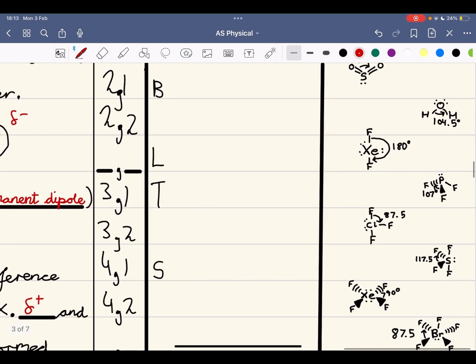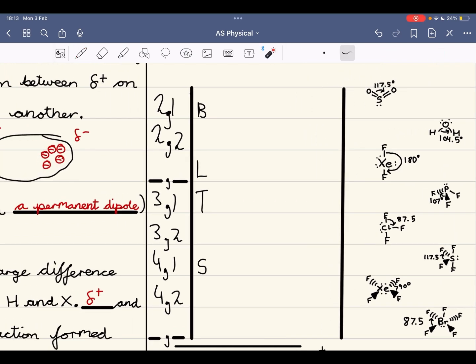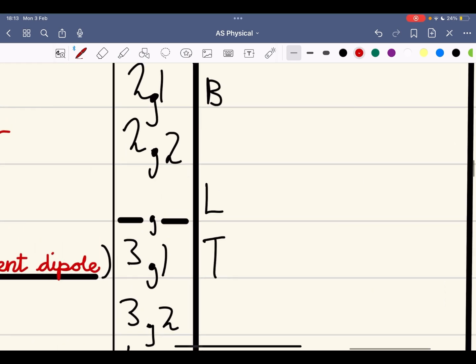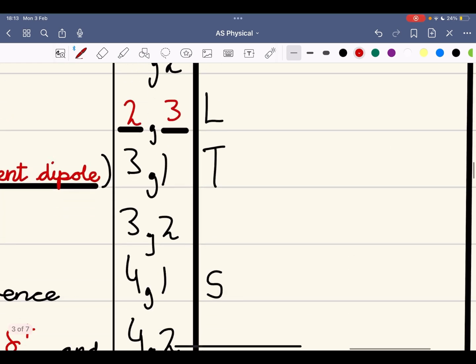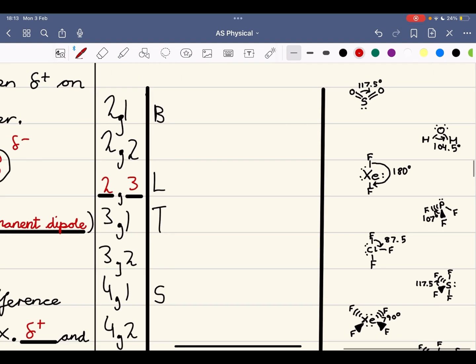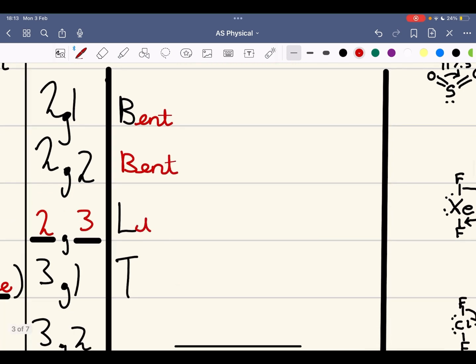And here we have all the shapes with lone pairs. Okay, so the way I remember this is, remember firstly these numbers, they're quite easy to remember: 2, 1, 2, 2, 3, 1, 3, 2, 4, 1, 4, 2. And then there's 2 special numbers, so 2, 3 and 5, 1. Okay, and then remember this BLTS, so like a BLT sandwich. And the way you fill this out, bent for both of these. And then this next one's linear.